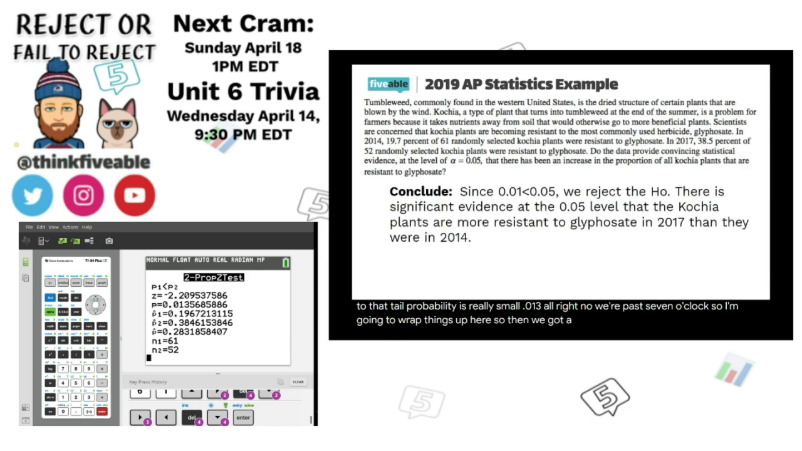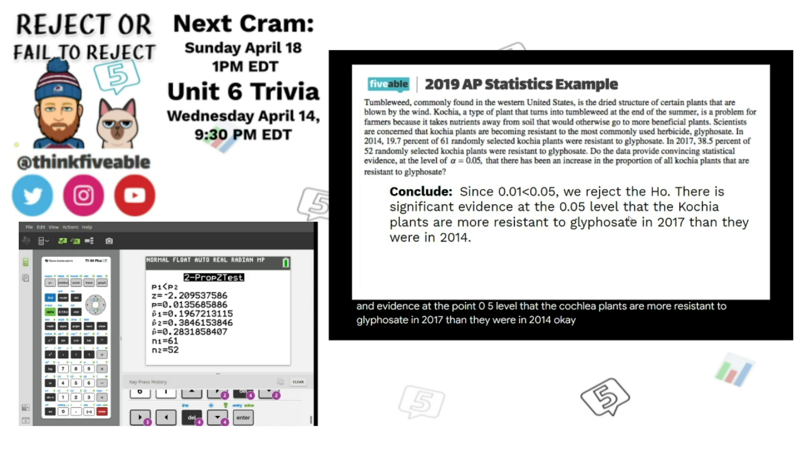So then we got to conclude, since 0.01 for my p-value is less than 0.05 based off what I got in the calculator, we reject the null hypothesis. There is significant evidence at the 0.05 level that the coccinea plants are more resistant to glyphosate in 2017 than they were in 2014.